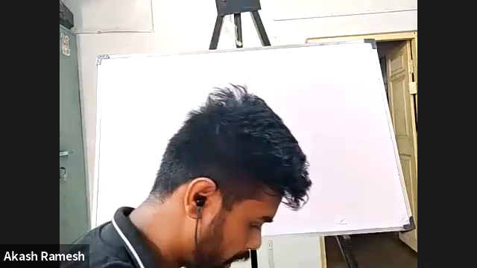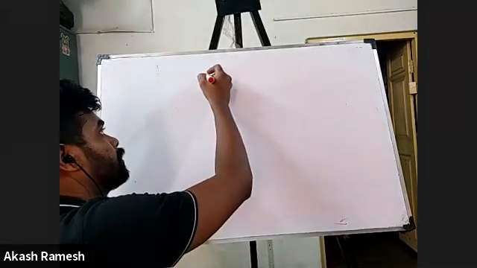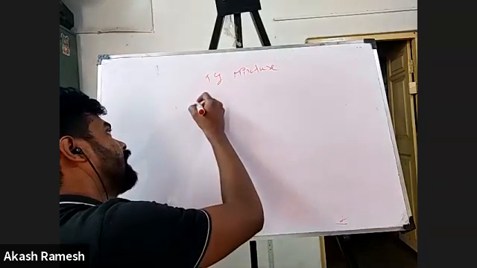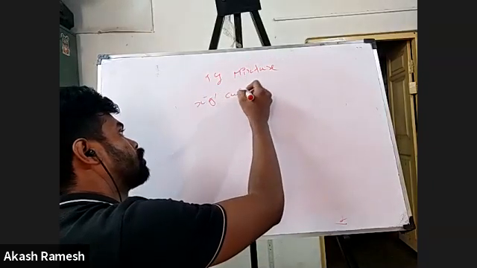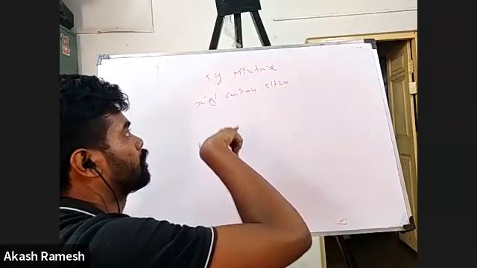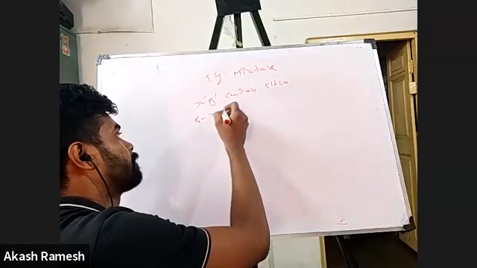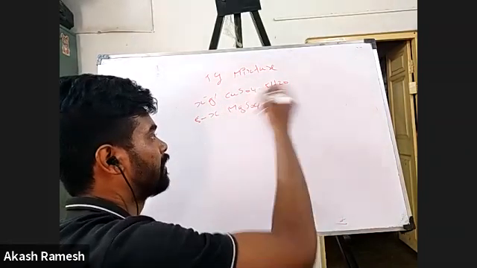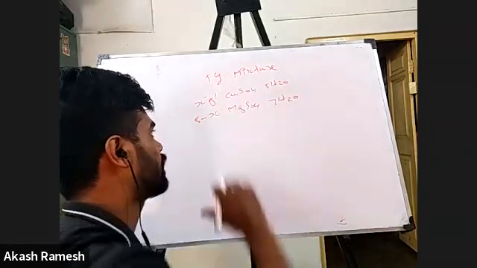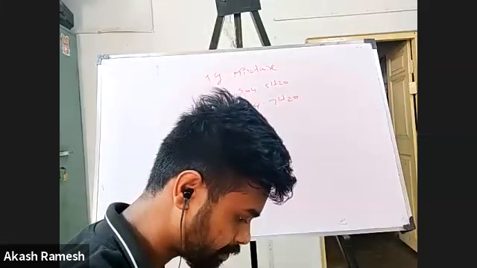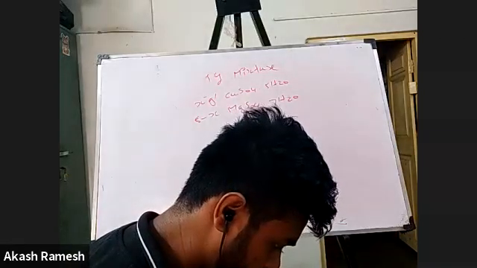Okay, now let me make some assumptions here. Say I have 5 grams total mixture. If X grams of CuSO4.5H2O is there, what will be the number of grams of MgSO4? Can I say it will be 5 minus X grams of MgSO4.7H2O, right? I can assume X grams of CuSO4.5H2O and 5 minus X grams of MgSO4.7H2O, correct?